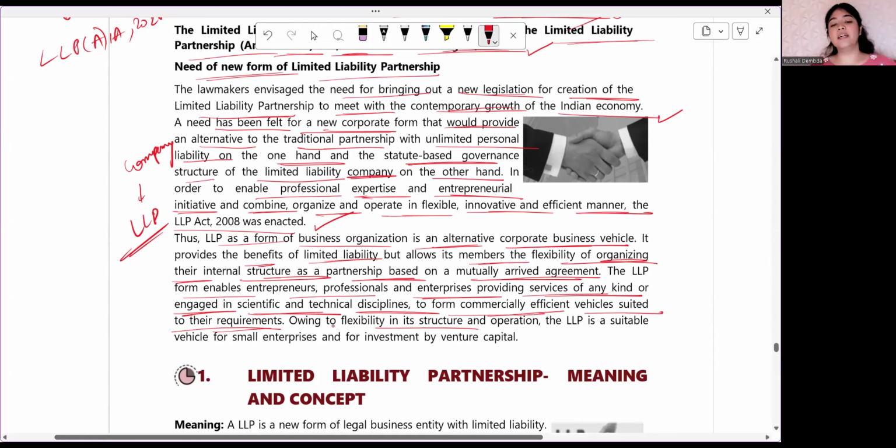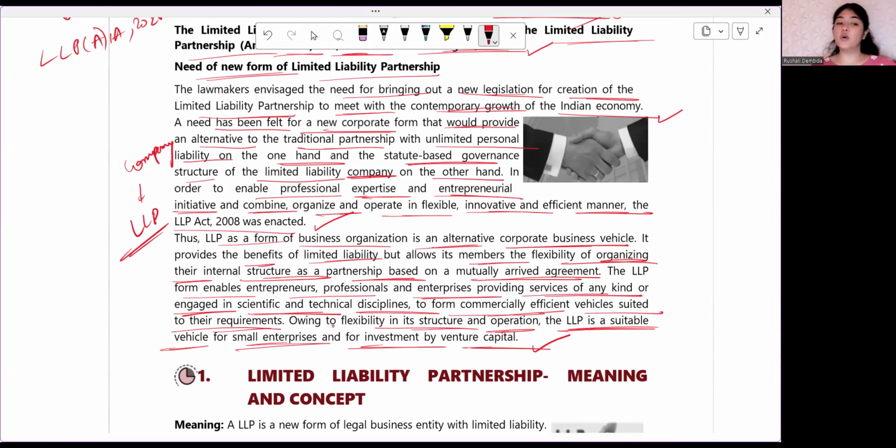Owing to the flexibility in its structure and operation, LLP is a suitable vehicle for small enterprises and for investment by venture capitals. It is a good option for small enterprises where 4 or 5 people are running a small business. They can enter into an LLP. And for investment by venture capitals, venture capitalists also think of investing in LLP businesses, and they can also form an LLP. Okay. Now we have spoken so much about LLP.